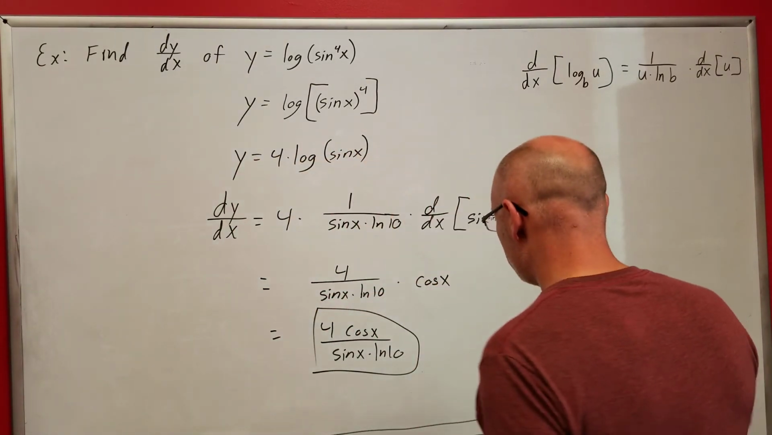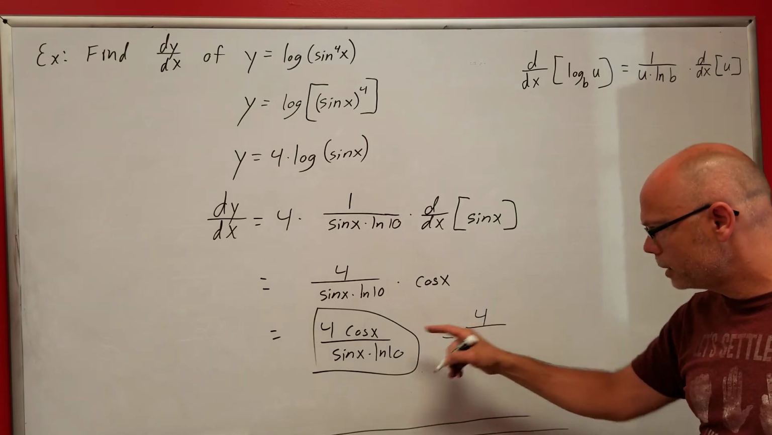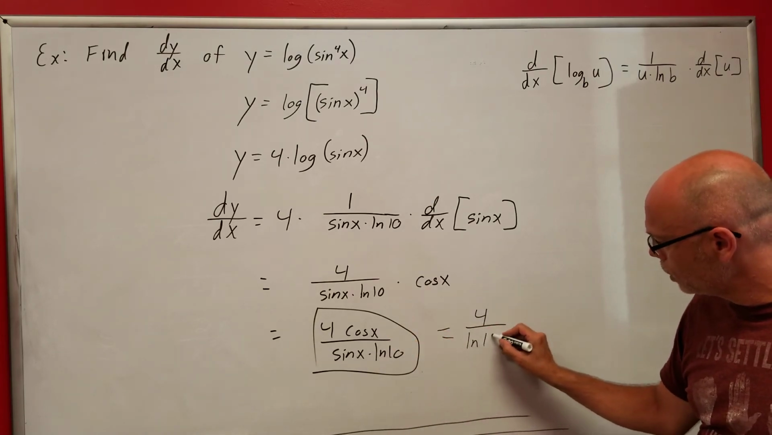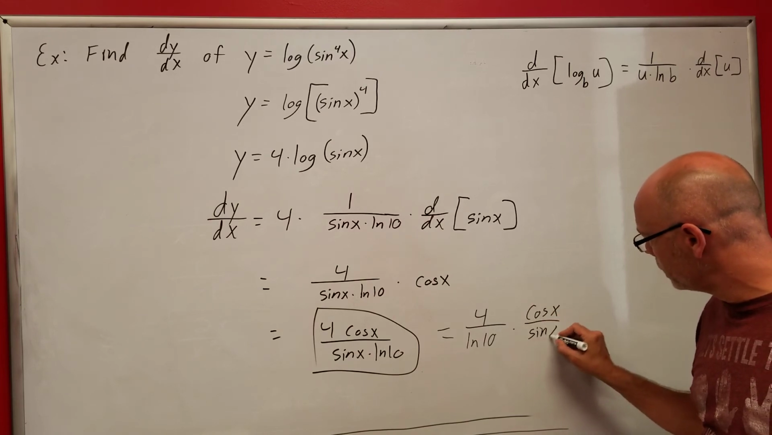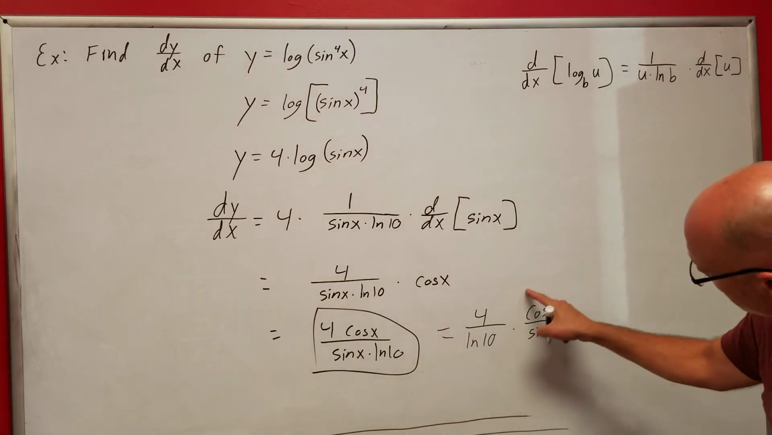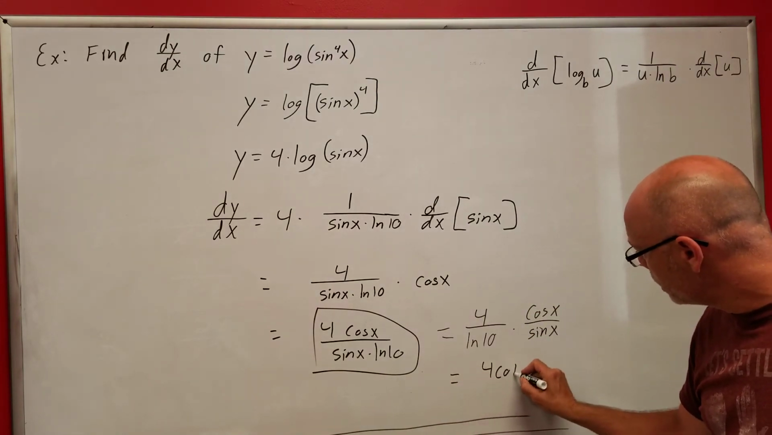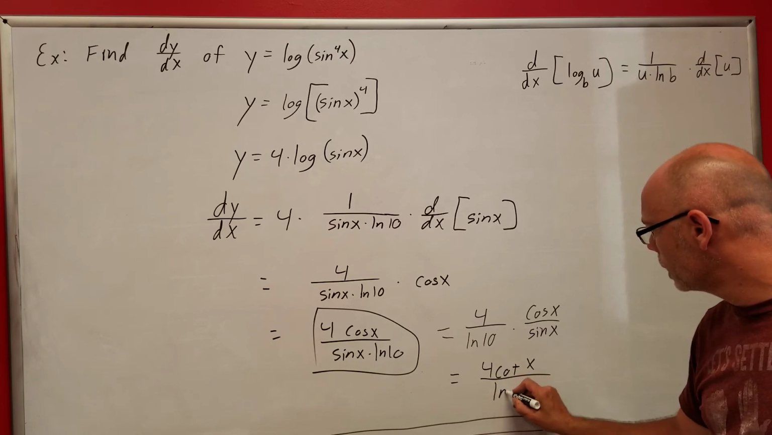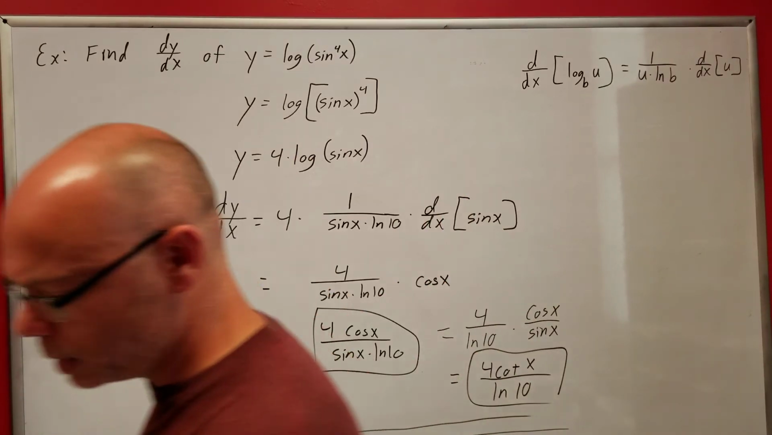Some people, what they see right away is they say, okay, I see this thing as 4 over natural log of 10 times cosine of x over sine of x. Then they say, okay, well, I see that as cotangent. So I'm going to write 4 cotangent of x over natural log of 10. And either one of these will be fine.